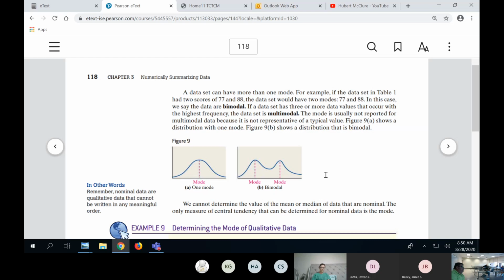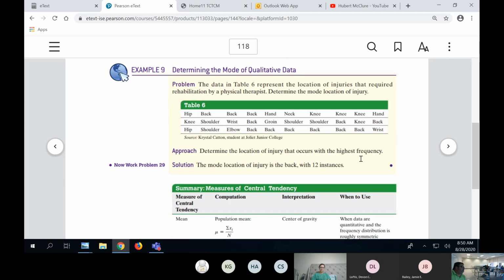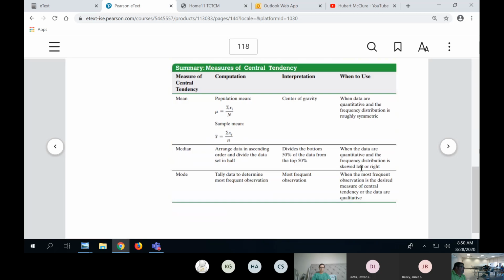This type of question right here will be on there. What does the bottom chart represent? And you'll see 2 humps, and they might put mode right here. They'll say a normal curve, skewed right, skewed left, or bimodal, and you hit bimodal. And there's a little summary on page 118 right there. That's a nice little summary of what we went over in 3.1.